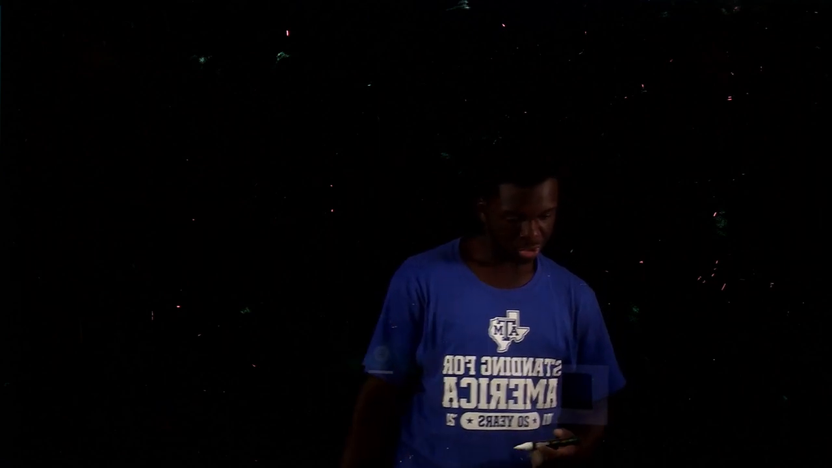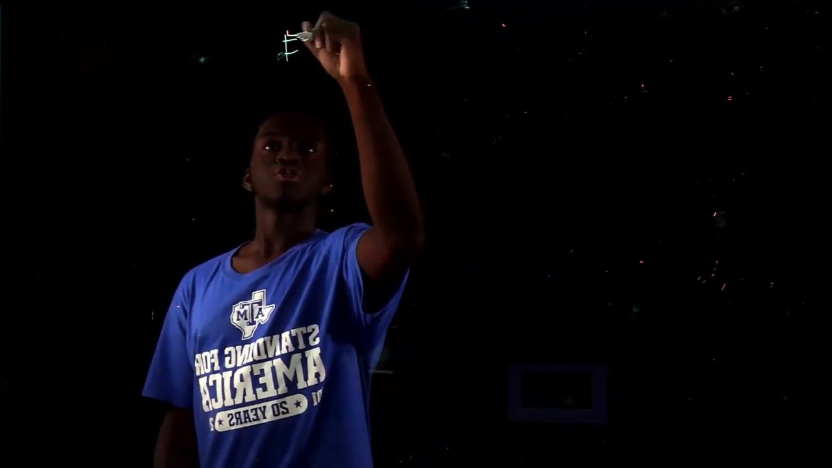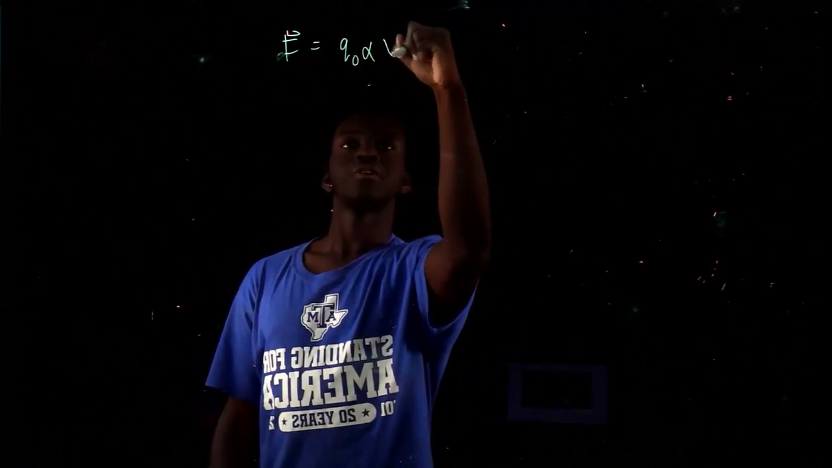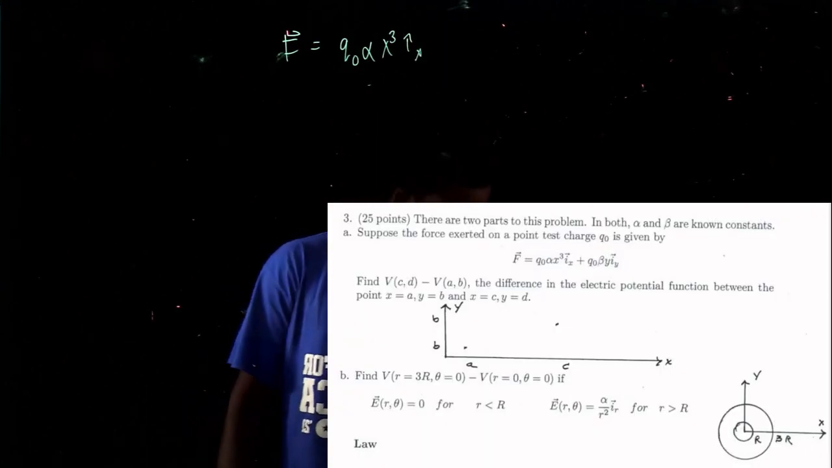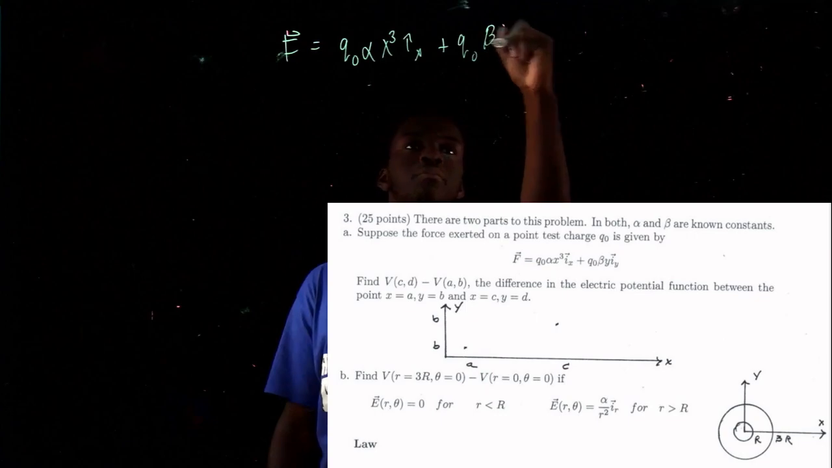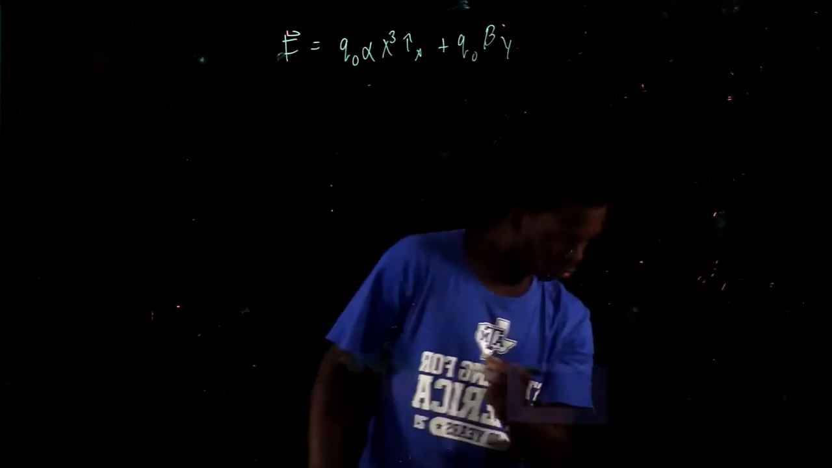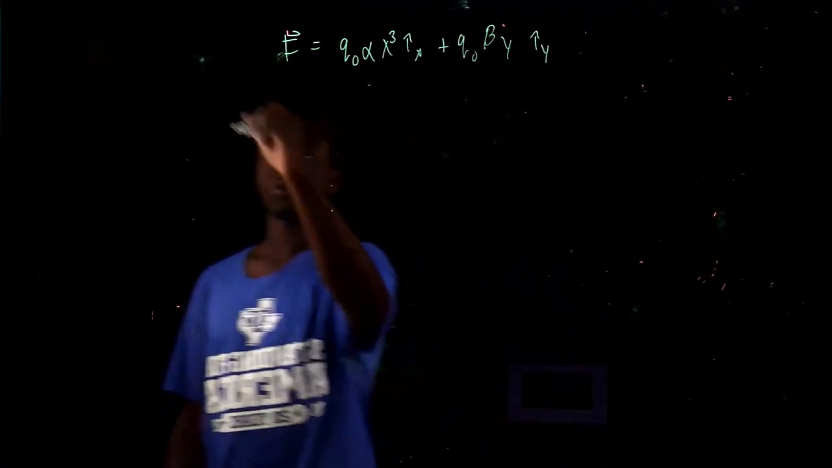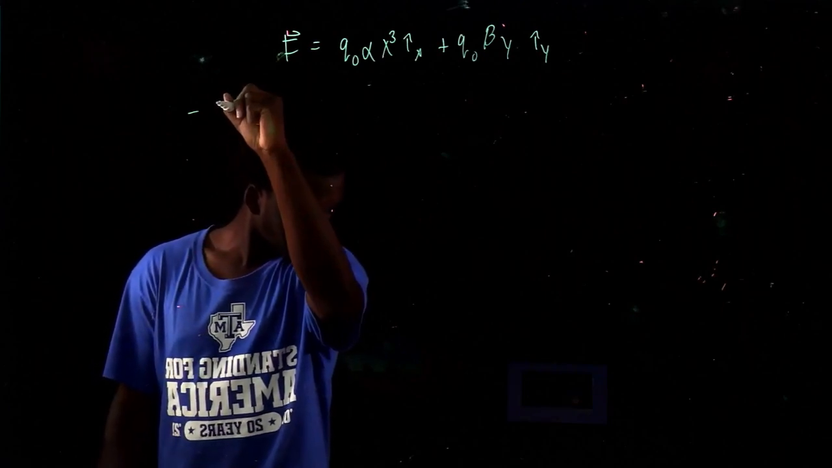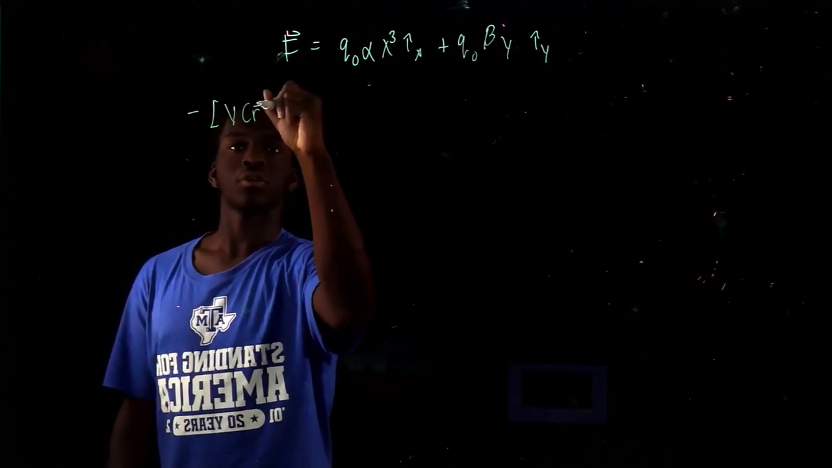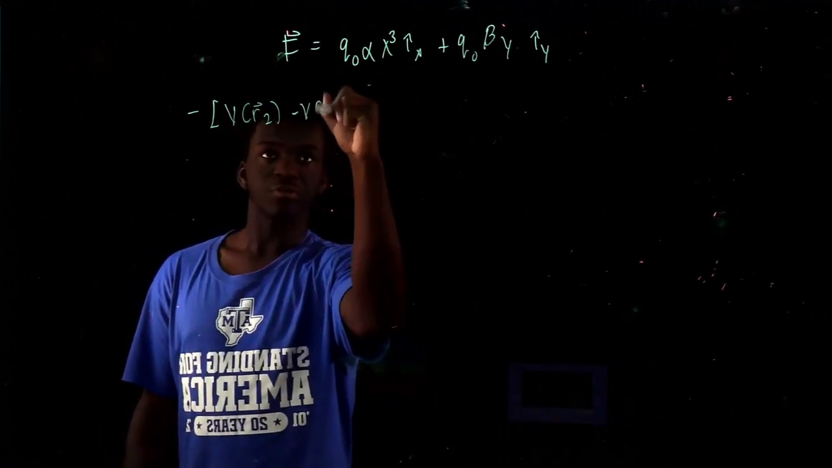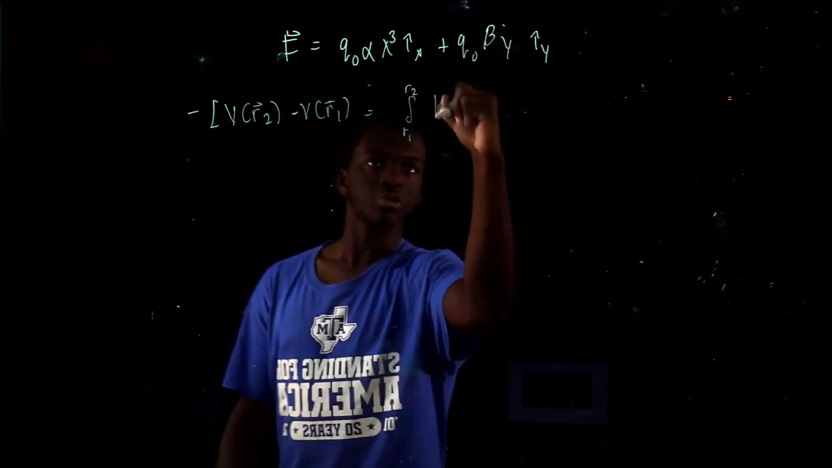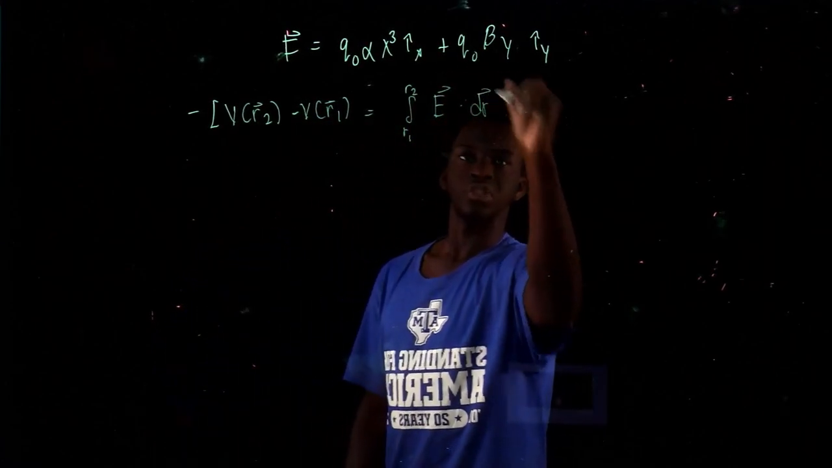This is going to be part A and B, so I'm going to get straight into working it. First, we're going to write F is equal to Q naught alpha X cubed IX, and then plus Q naught beta Y IY. So let's start off with the formula: negative, V R2 minus V R1 is equal to the integral of R1 to R2 of E dot dr.